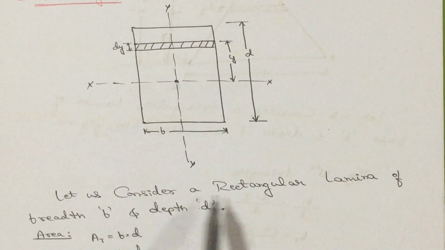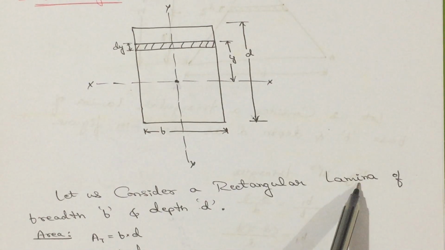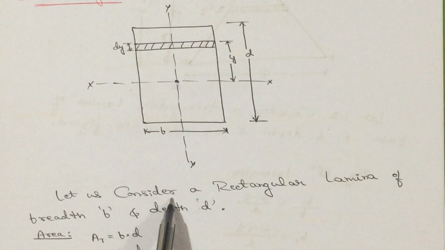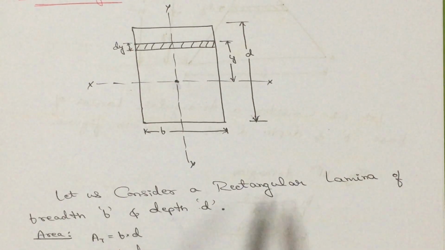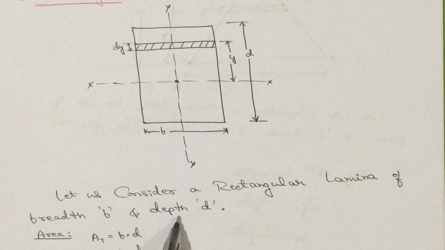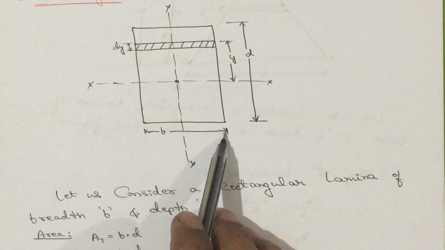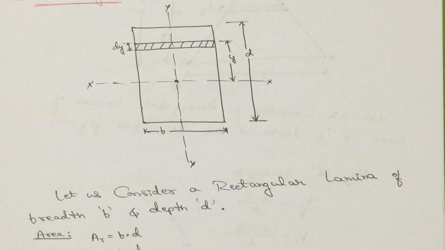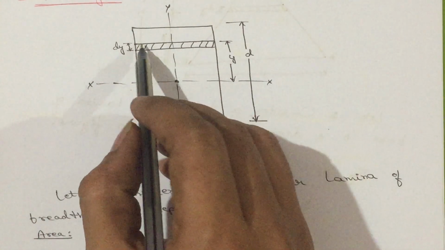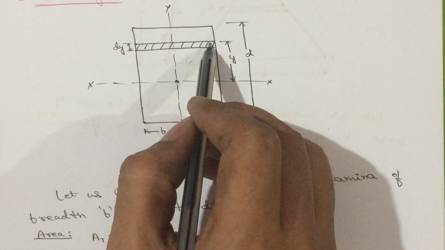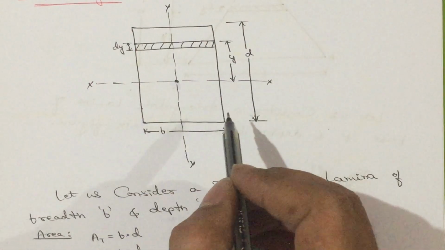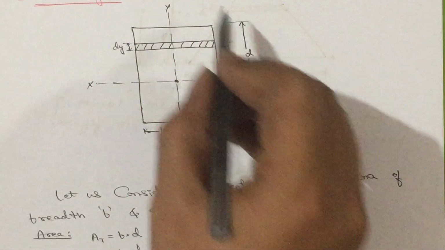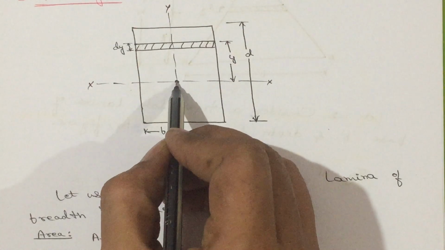So, let us consider a rectangular lamina. Lamina is nothing but a plane. Let us consider a rectangular lamina of breadth b and depth d. Breadth is b and the total depth is d. Let us consider a small elemental strip here. Then for the entire rectangle, the centroid will be somewhere here.